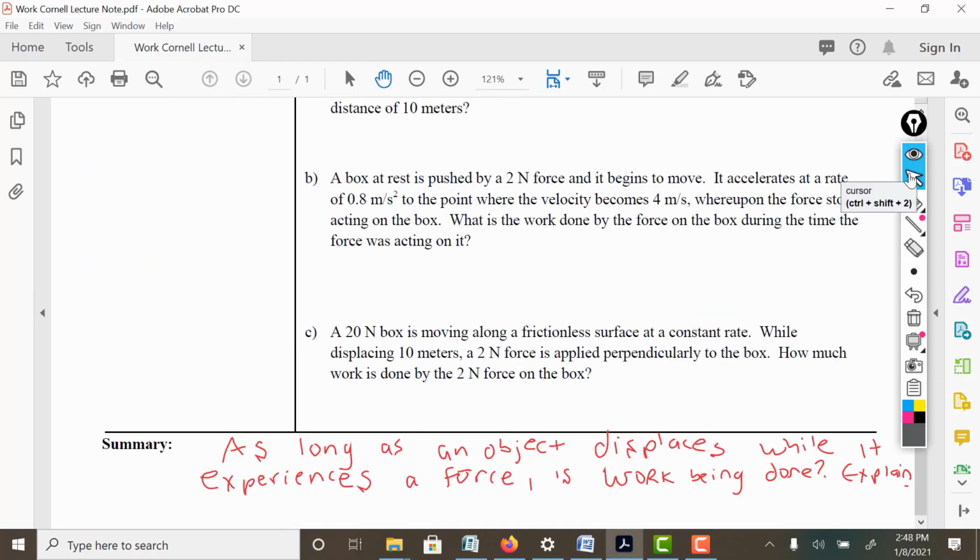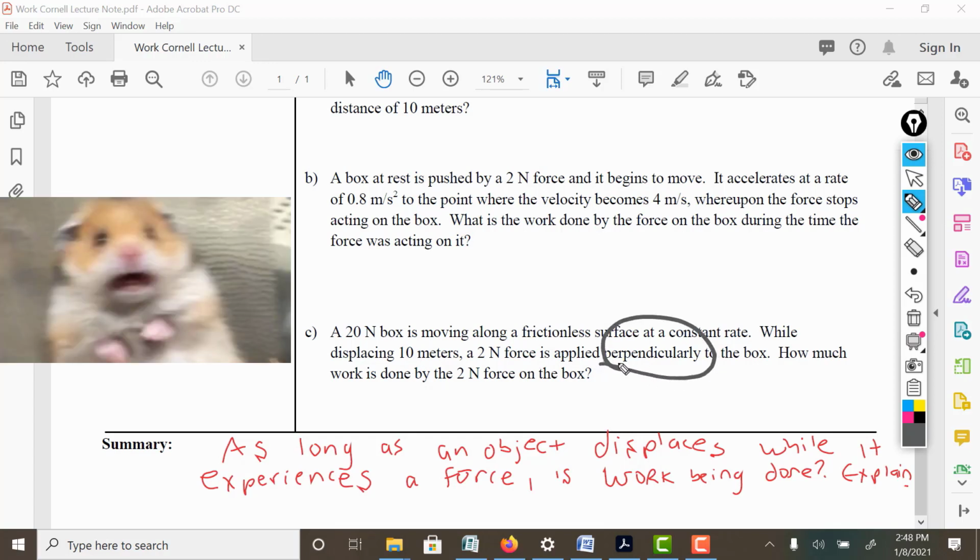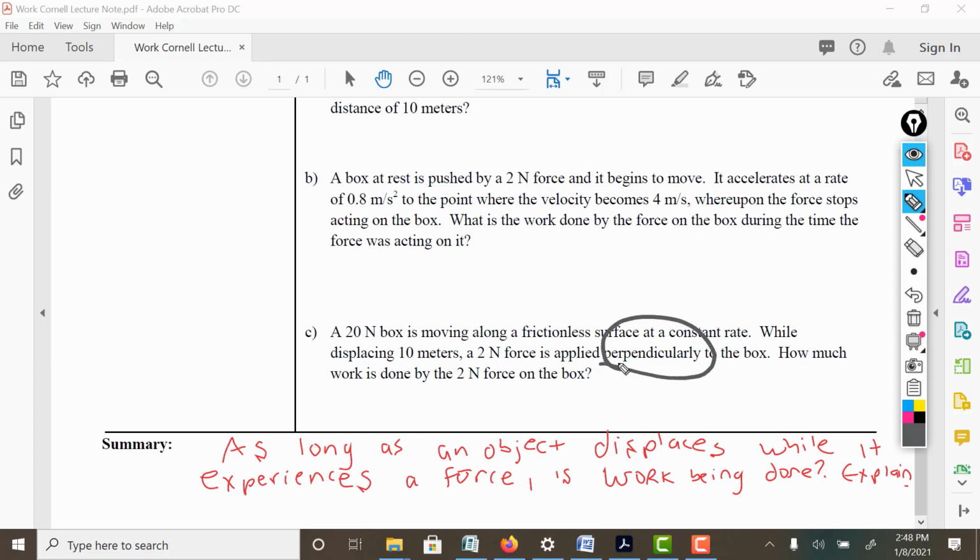Okay. Part C. A 20 Newton box is moving along a frictionless surface at a constant rate. While displacing, a 2 Newton force is applied perpendicular to the box. So in the previous problems, parallel was the big issue. Parallel allows us to do work is force times displacement. If it's perpendicular, no work is being done on this object.